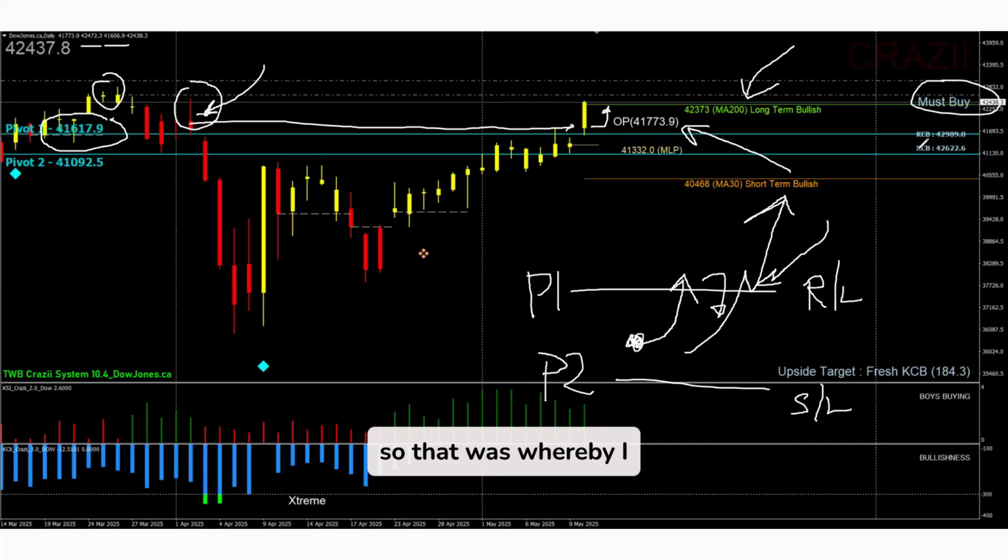So that was where I was telling you guys that if the market breaks above the KCB, MA 200 must watch already. And that's exactly what really happened.